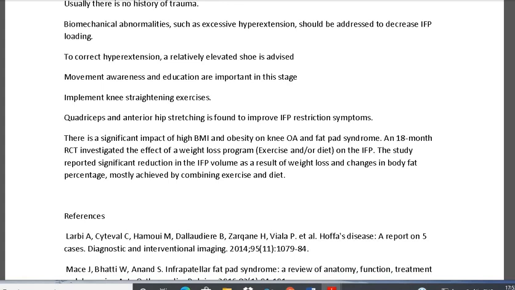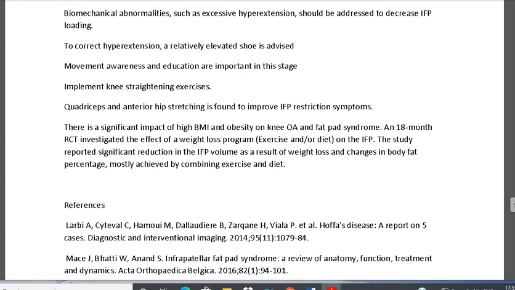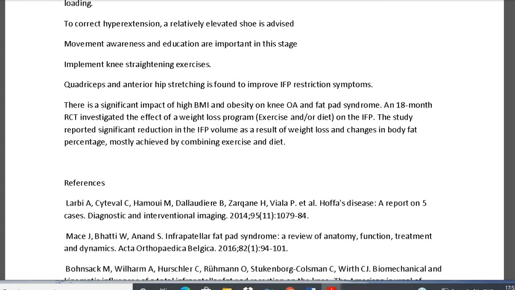So students, this is about Hoffa's or the fat pad impingement syndrome. I hope we have already discussed this in this class, and this video will also enable you to understand it a little better.